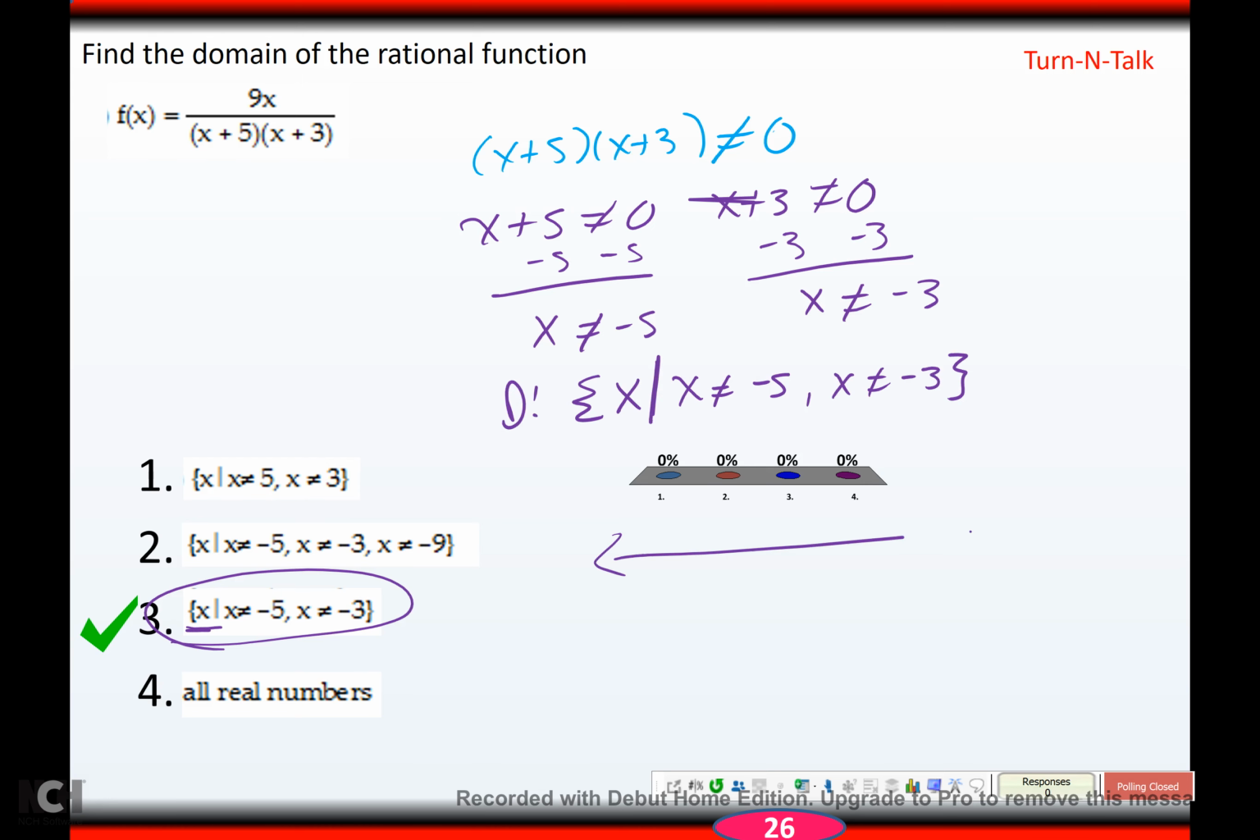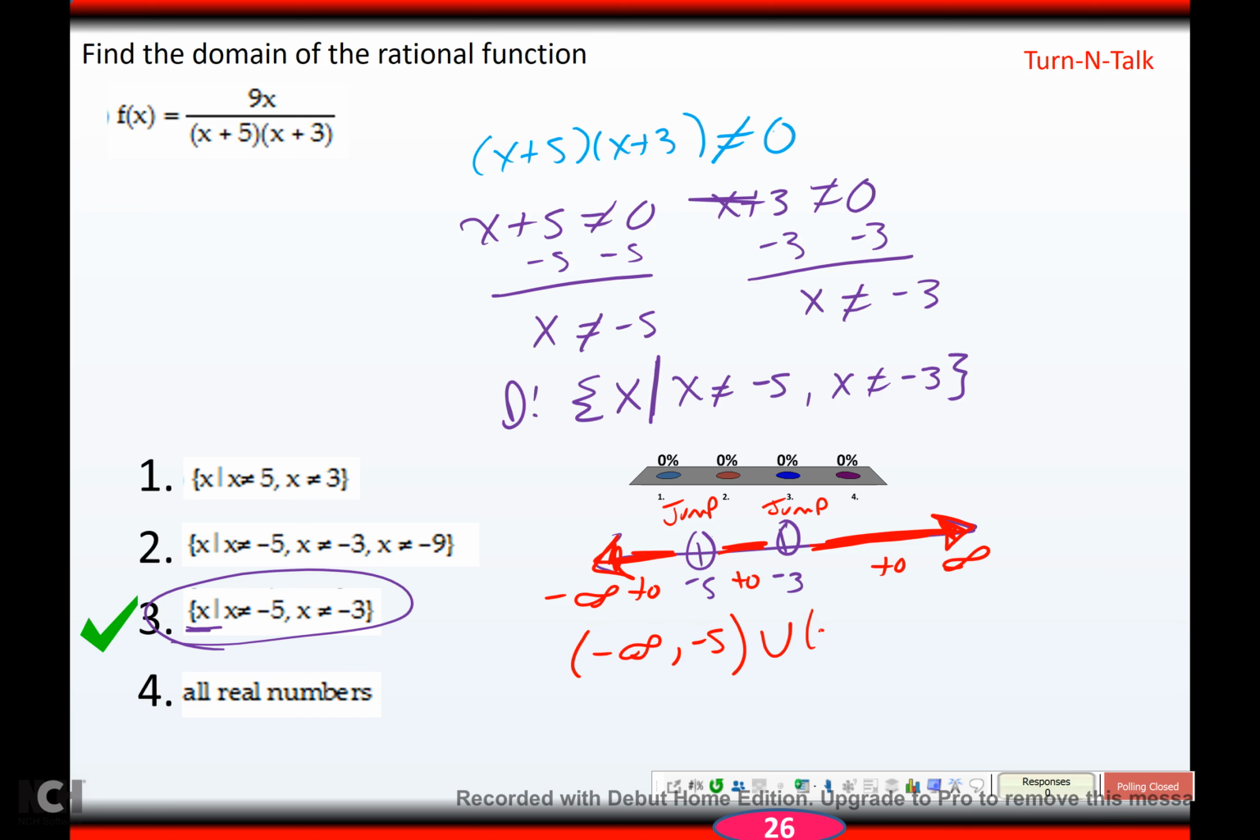Okay, the other way to write it is interval notation. At negative 5 and at negative 3, you're going to have jumps, which means everywhere except there, the domain works. So if you were describing it in interval notation, that goes from negative infinity to negative 5, jump, negative 5 to negative 3, jump, negative 3 to infinity. So if we write that, square bracket, negative infinity, comma, negative 5, round because it's not included, union for the jump, negative 5 to negative 3, union for the jump, negative 3 to infinity.